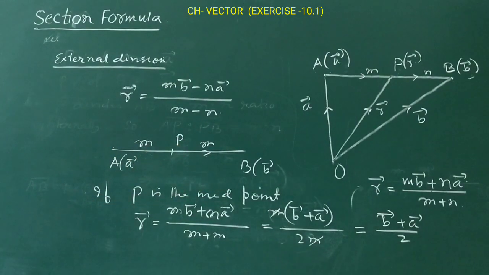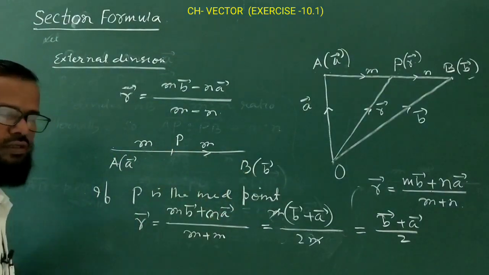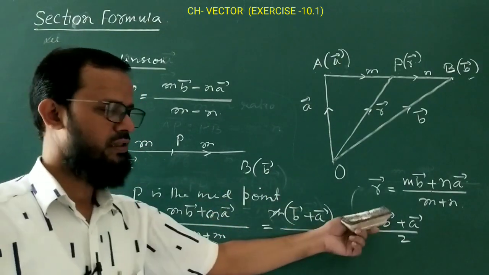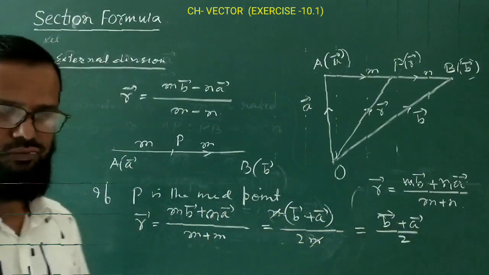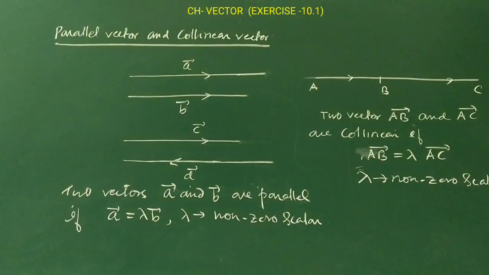ratio. Okay. कोई भी वेक्टर दिया जाएगा, उसका एंड पॉइंट का पोजीशन वेक्टर दिया जाएगा, मिड पॉइंट का पोजीशन वेक्टर निकालना है, तो यू हैव टू यूज directly the sum of the position vectors divided by 2. Okay, this is very simple. Now we are going to discuss parallel vector and collinear vector. Very important. I have shown in some figure.